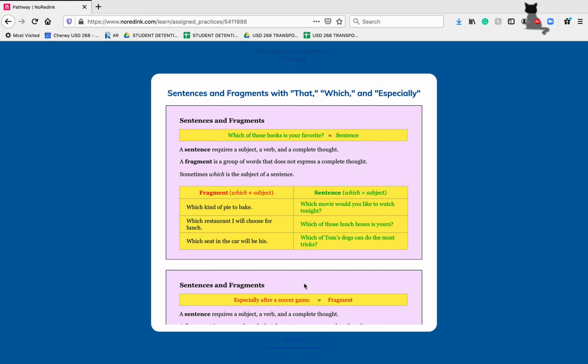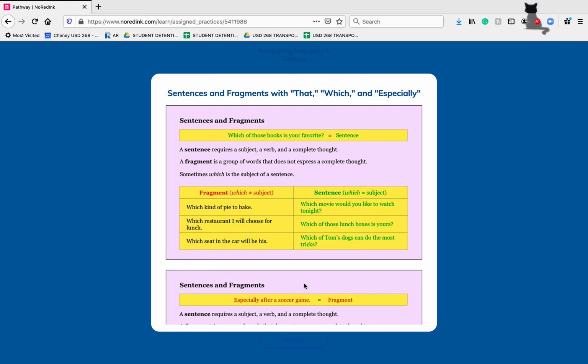Now, this first one is going to give you some examples of sentences and fragments dealing with the word which. Occasionally which can be our subject, like which movie would you like to watch tonight? Which specific film is the one? So that's the subject of the sentence. Or which of those lunch boxes is yours? Or which of Tom's dogs can do the most tricks? You'll notice in all of these that it is when which is used to introduce a question that which is creating a sentence.